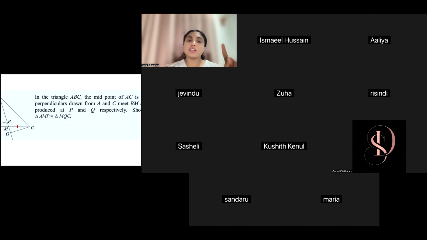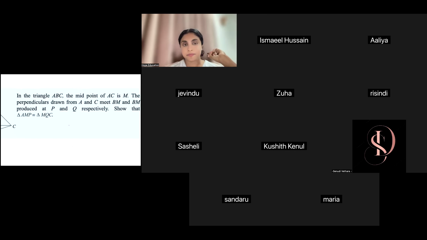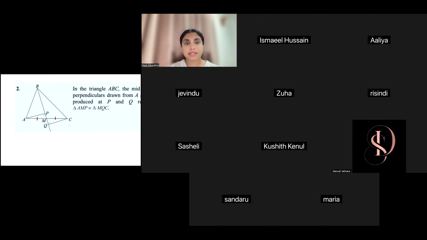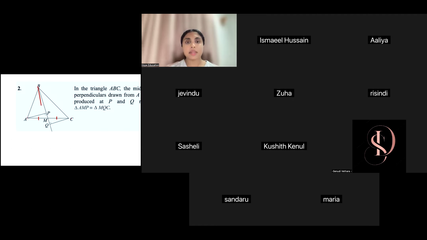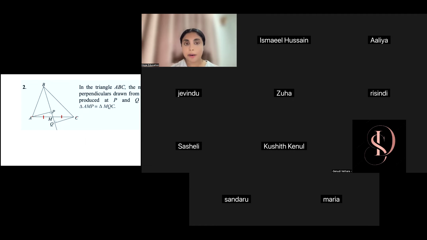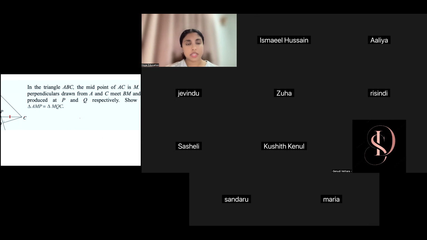Perpendiculars drawn from A and C meet BM and BM produced at P and Q. Perpendicular means there's a right angle at P. Here again it's meeting perpendicularly, so there's a right angle. Okay, that also makes sense. Show that AMP is congruent to MQC.